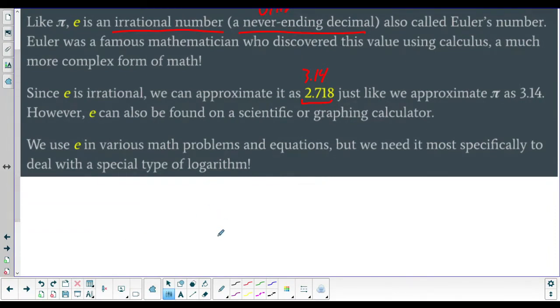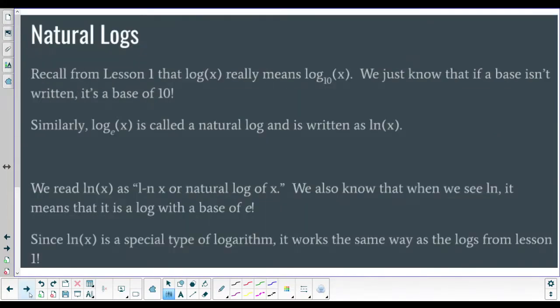It's a number. It does some stuff. It's used mostly for exponentials, which we'll do in a day or two. But we're not going to worry too much about what it is. It's a number. There's a button on your calculator. Use it. All right. Let's go look at some stuff.